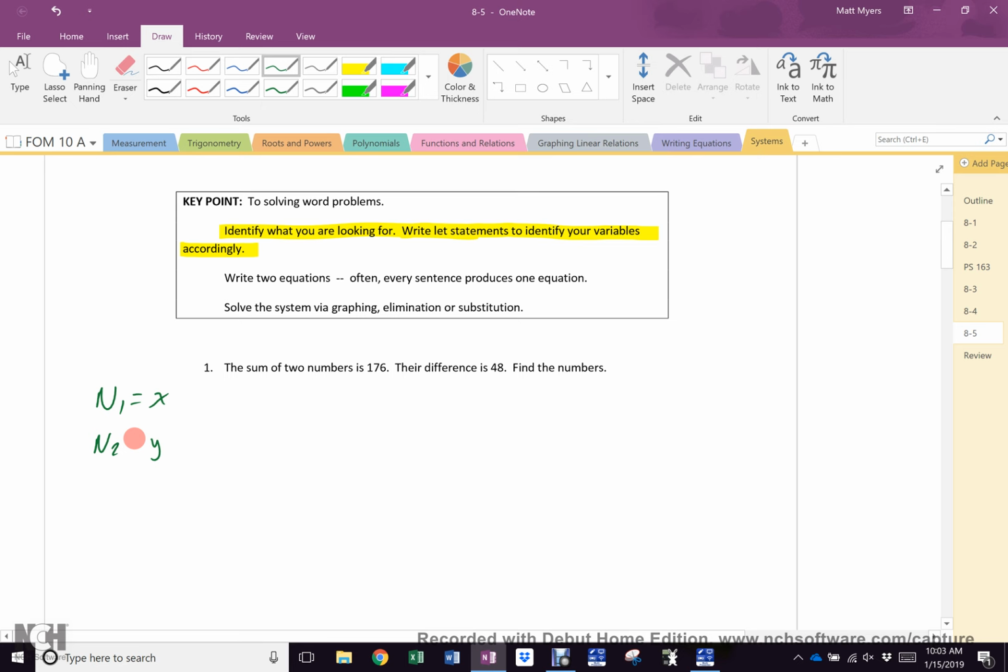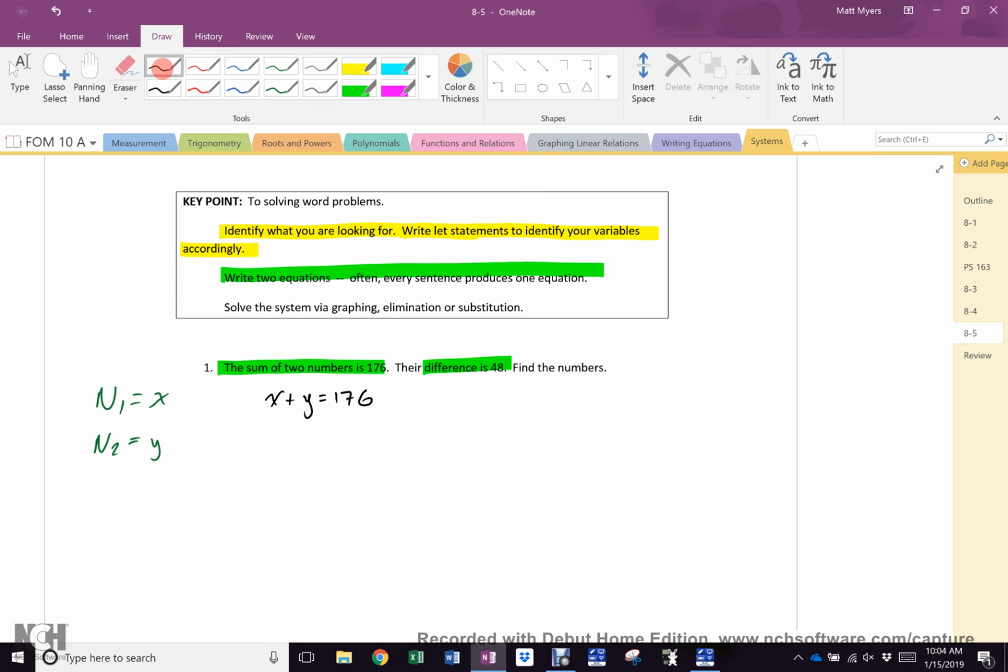What equation could I write from that? X plus Y equals 176. Agreed? What equation could I write from that? X minus Y equals 48. Do I have a system now? So all I do is solve it. Which of those three ways of solving a system would I not use?